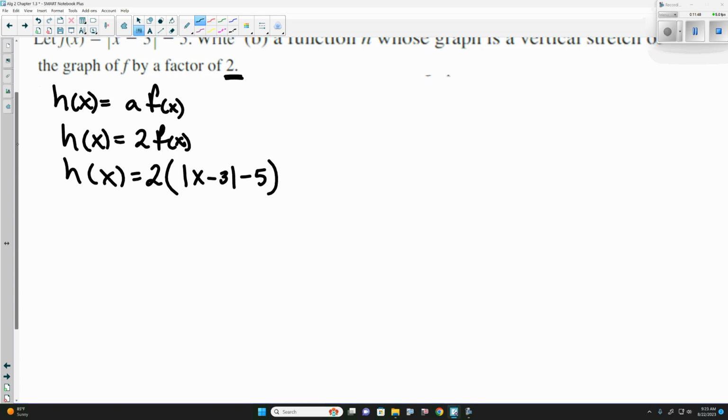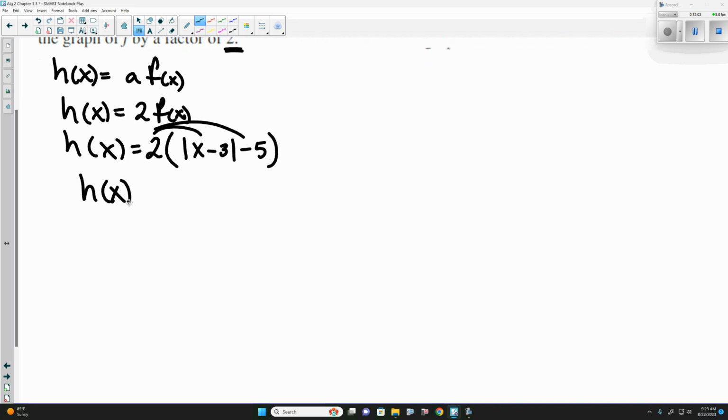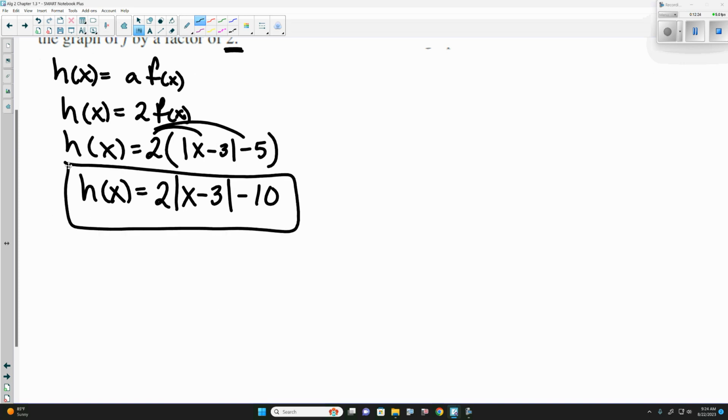Hopefully this seems very similar to what we did for reflections across the x-axis, except instead of having a negative sign, we have a 2. We'll do the exact same thing next. We're going to distribute this 2. And just like with the negative, the 2 will not go inside the absolute value, so it's just going to go out front. So we'll have 2 times the absolute value of x minus 3. And 2 times negative 5 is? And that's a vertical stretch of 2.